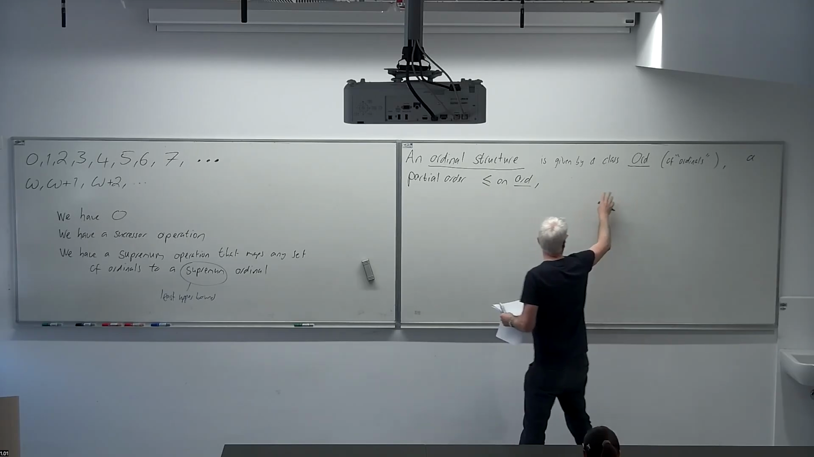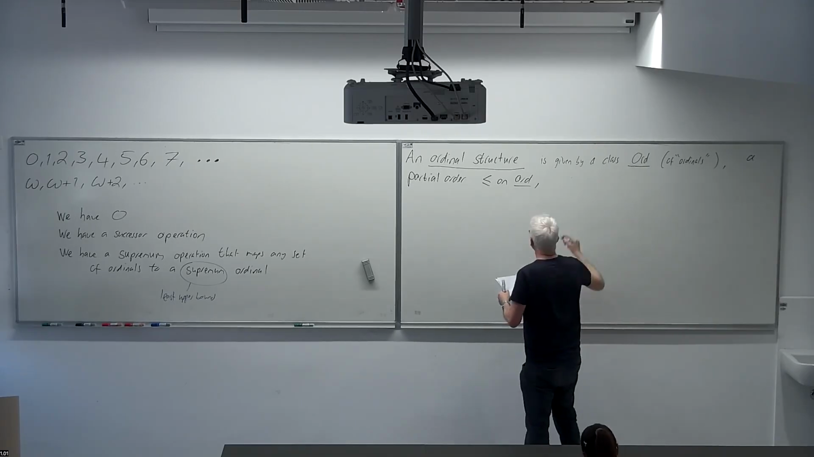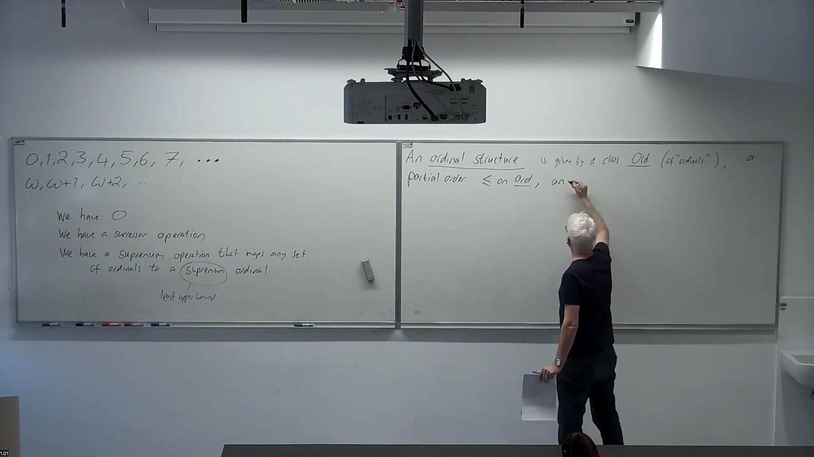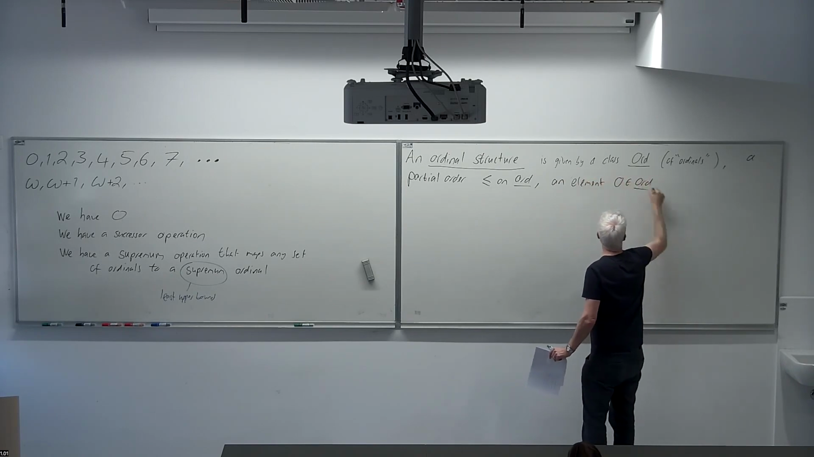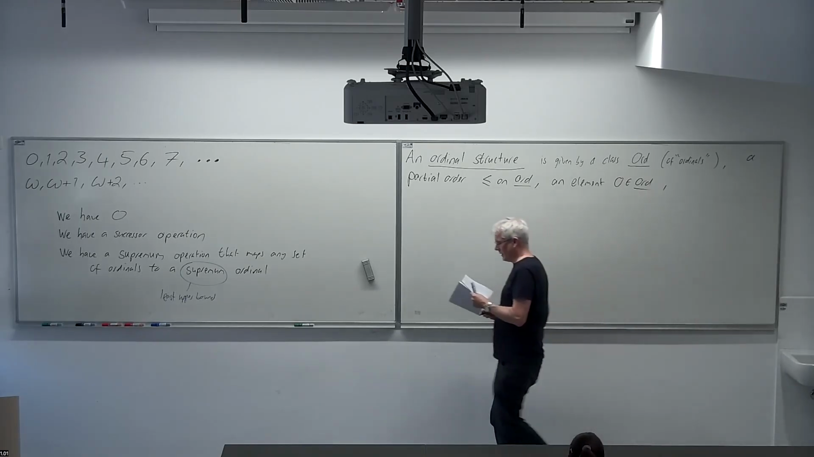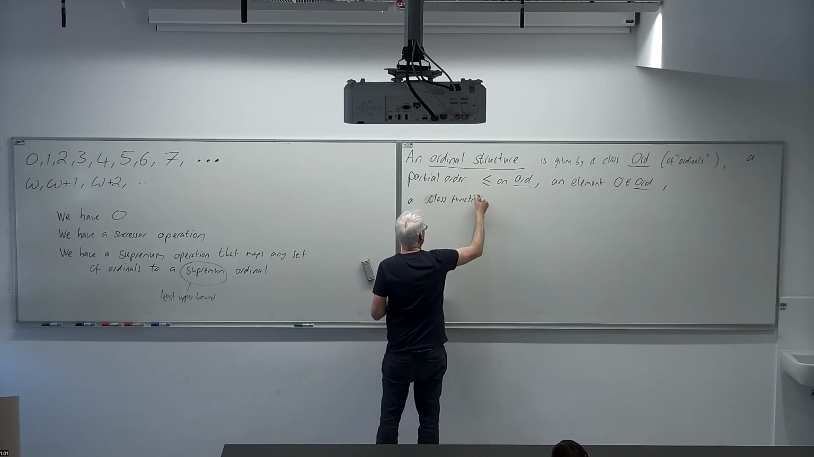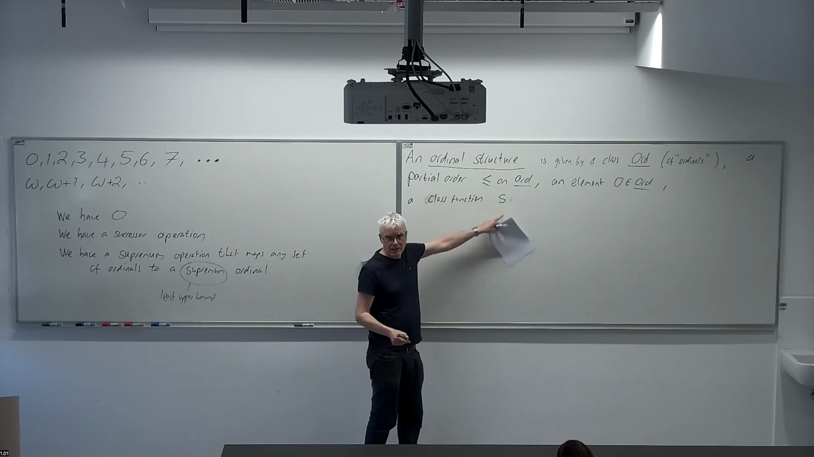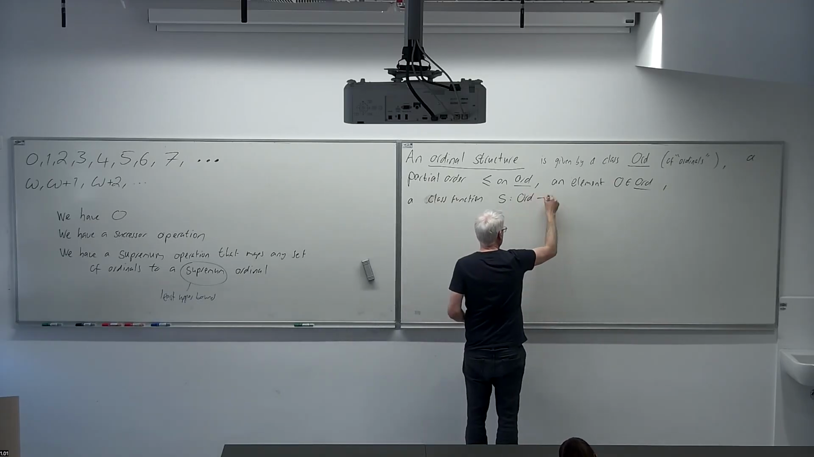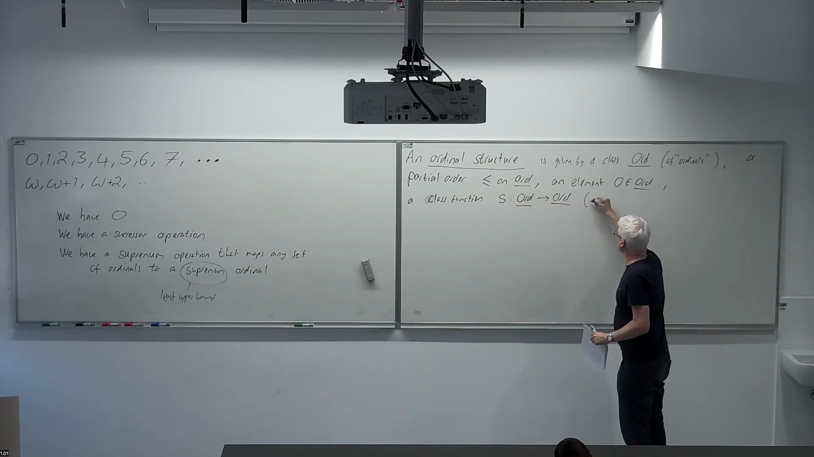We have a partial order on the ordinals, and then we have a zero element, as motivated on the other board, an element which we'll call zero. We have a class function, which is going to be the successor operation, which, just as we did with the natural number structure, we'll call S, the successor.